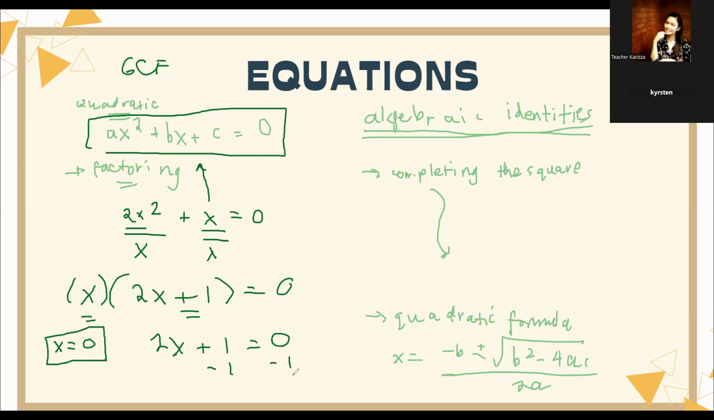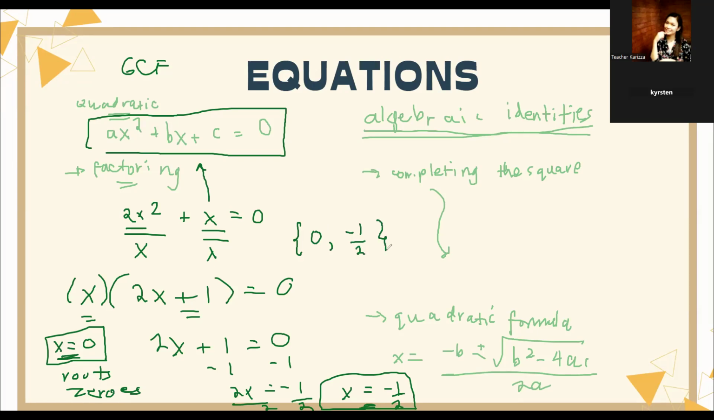So subtract 1 from both sides. You have 2x is equal to negative 1. Divide both sides by 2. You get x is equal to negative 1/2. So these are your roots. Sometimes it's called roots. Sometimes it's called zeros. Basically the values of x. X is 0 and x is negative 1/2. So technically, yeah, this is how we would write this. Okay? Let's try another example.